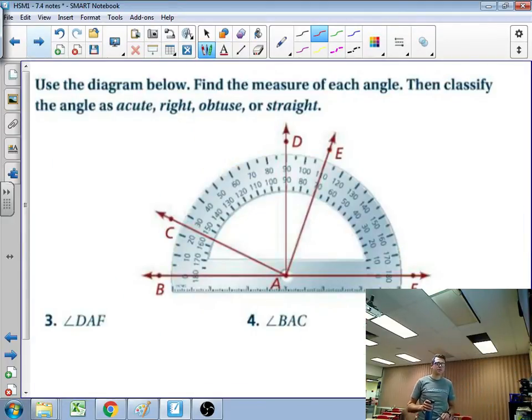So take a moment, use the diagram below to figure out the measures of these 3 angles. I'm going to take a coffee break, so you can go ahead and let this play for a second.